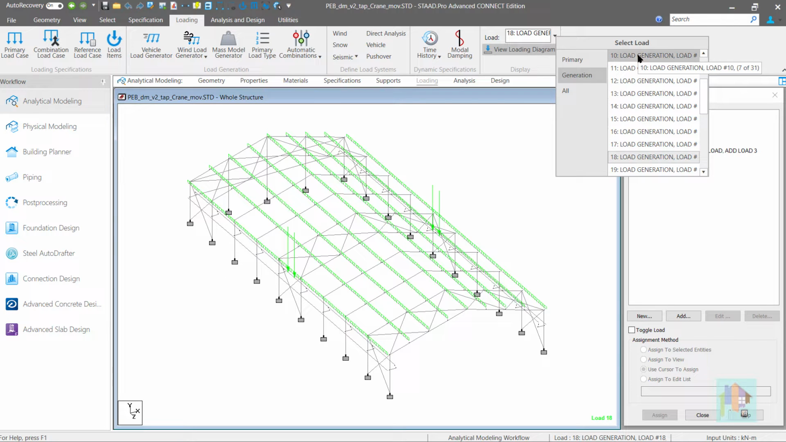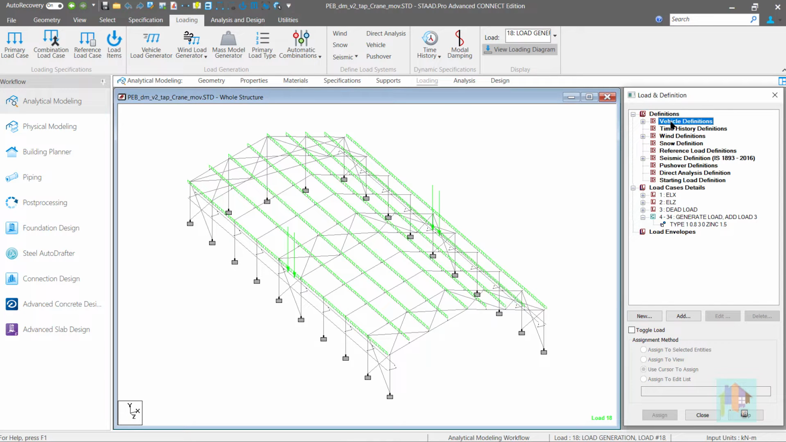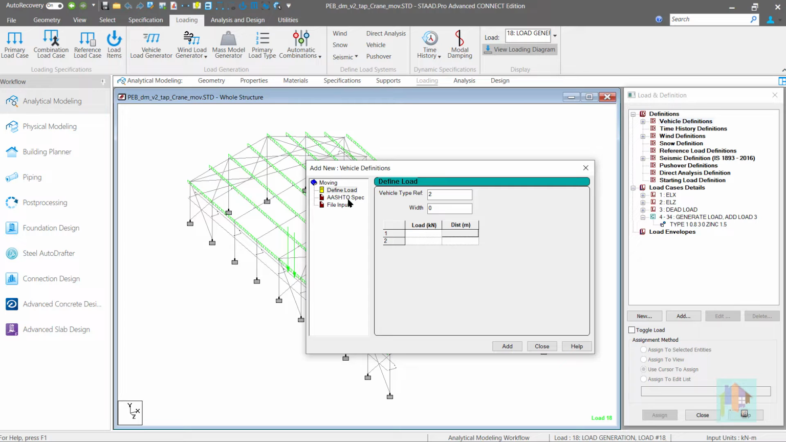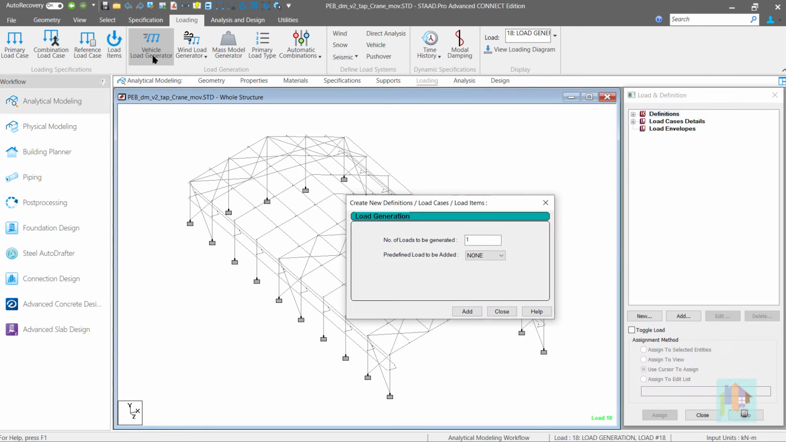Hi, I am Surajit Ghosh, and in this video, I will discuss moving load and different options available in STAAD to apply a time-dependent load. STAAD is well capable of handling this type of load for analysis, and there is a moving load feature available to generate all possible load conditions.